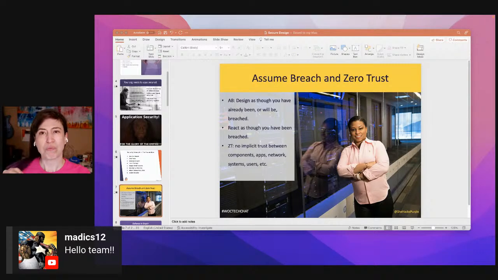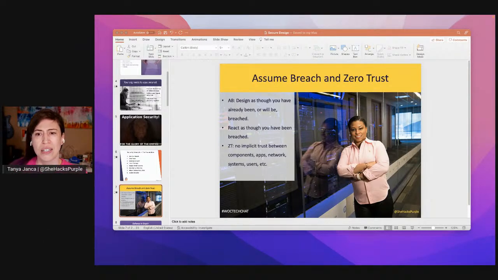So if you are understanding these concepts, what would be an idea or a way that you think that you could apply this where you work, either assume breach or zero trust? What are ways that we could potentially apply this, either in our lives or somewhere else, right?